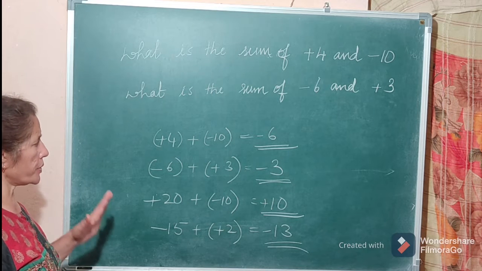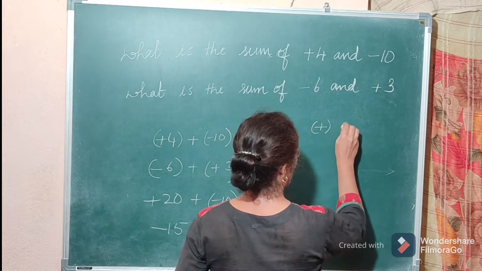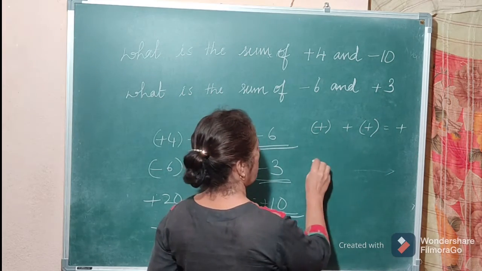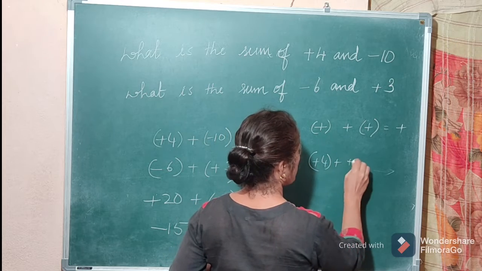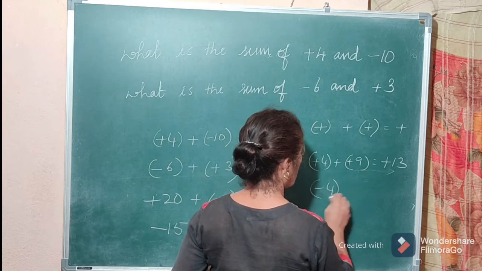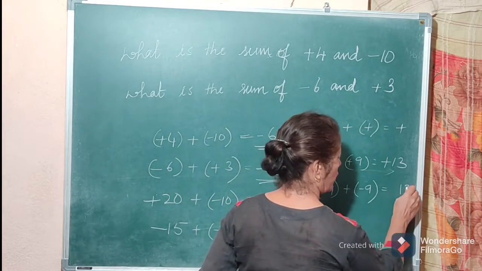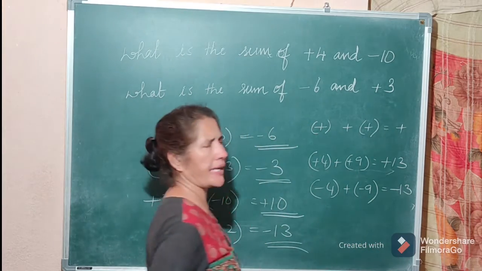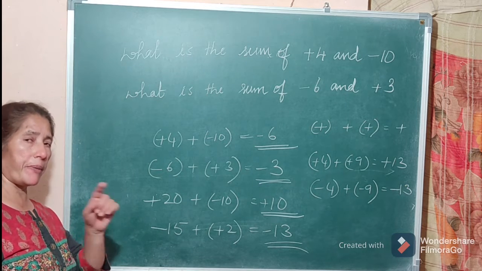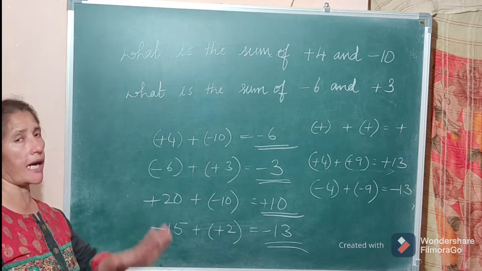Understood clearly? Today I am going to teach you only this much. When you add both positive numbers, positive plus positive, the answer is positive: plus 4 plus 9 is plus 13. Minus 4 plus minus 9: both are negative numbers, so again you add, but both are minus, so minus 13. When one is plus and one is minus, you do bigger number minus smaller number, and the sign of the bigger number goes for the answer.